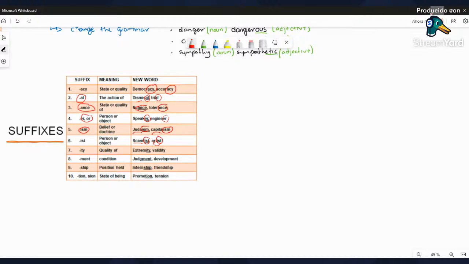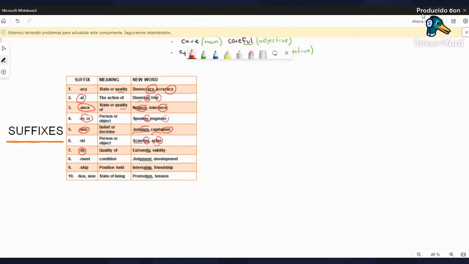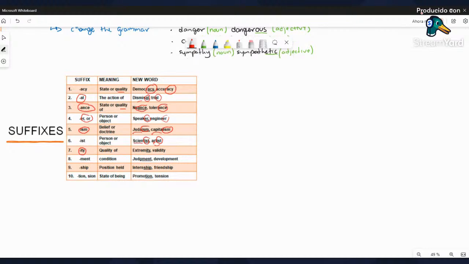When I add -ity, it's the quality. As you can see here, most of them are related to quality, the quality of a person, the quality of a state itself, or the quality of something else. For example, the quality of being extreme is extremity. Validity, it's valid. If it's actually accepted, it is validity.